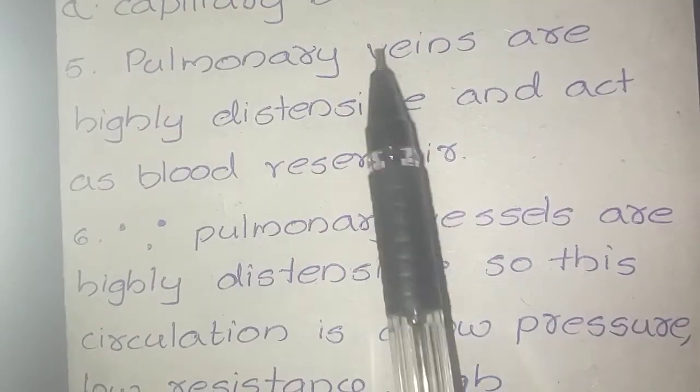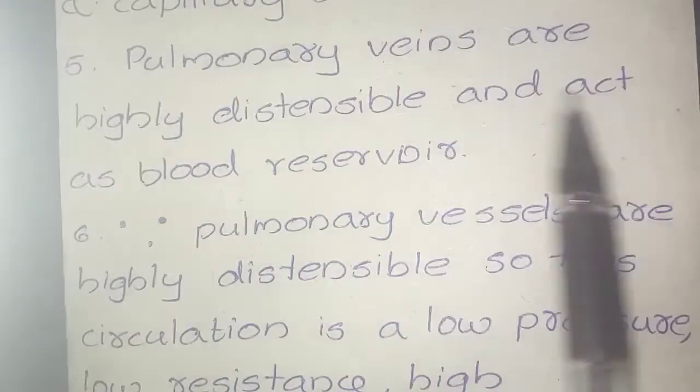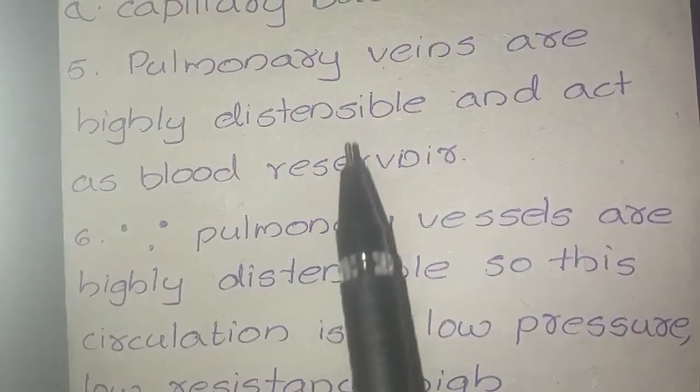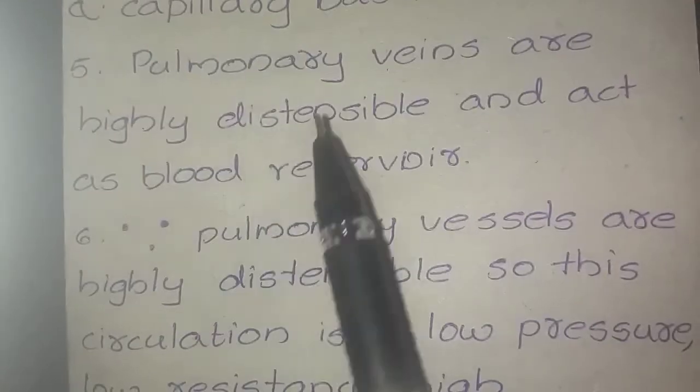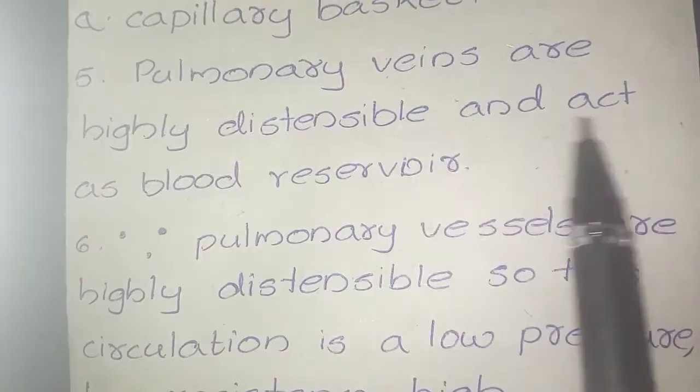And next is the pulmonary vein. I have already mentioned the pulmonary artery and pulmonary capillaries. Now the pulmonary veins are highly distensible and act as a blood reservoir. So obviously from the lungs the blood moves to the heart, and pulmonary veins are highly distensible and act as a blood reservoir. That's all for the pulmonary vein.